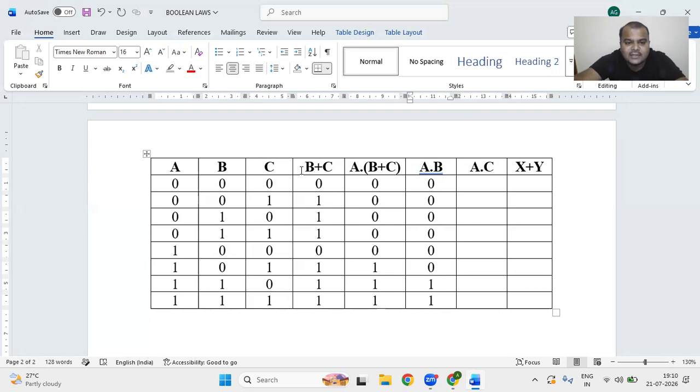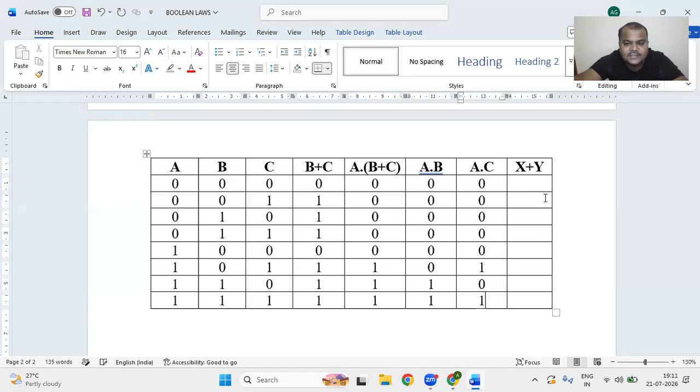Next, you can take this column A into C. 0 into 0, 0. 0 into 0, 0. 0 into 0, 0. 0 into 1, 0. 1 into 0, 0. Next, 1 into 1, 1. And 1 into 0, 0. And 1 into 1 is 1.